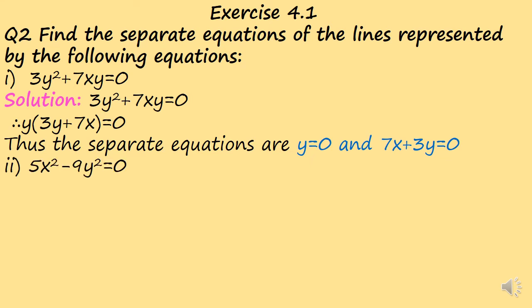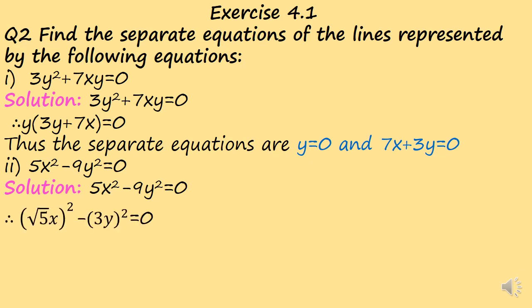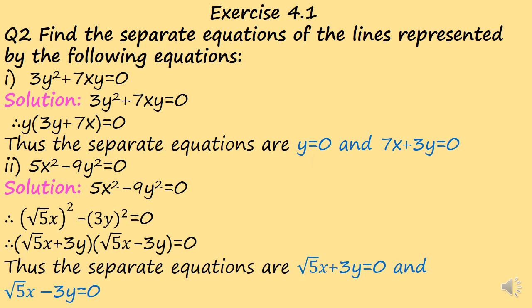The second question, 5x square minus 9y square is equal to 0. We convert it into the form a square minus b square by writing it like this. That is root 5x the whole square minus 3y the whole square is equal to 0. Then we factorize it by writing the terms. That is root 5x plus 3y and root 5x minus 3y is equal to 0. Thus, the separate equations are root 5x plus 3y is equal to 0 and root 5x minus 3y is equal to 0. This sum can be solved in a similar manner to the previous one as an assignment.